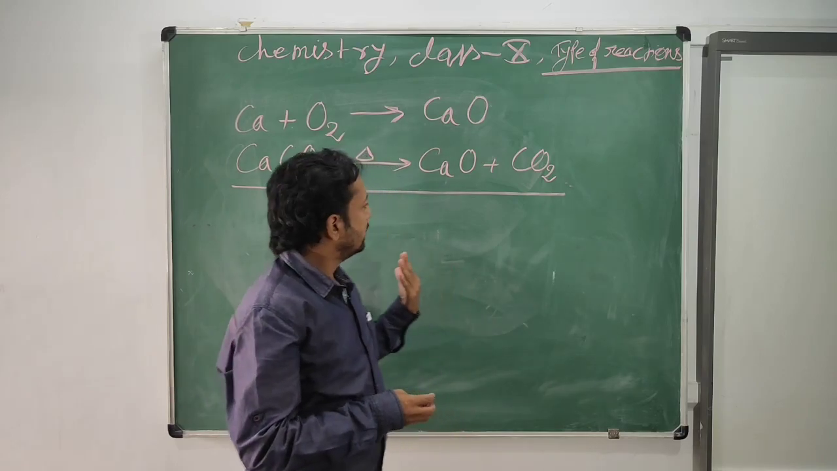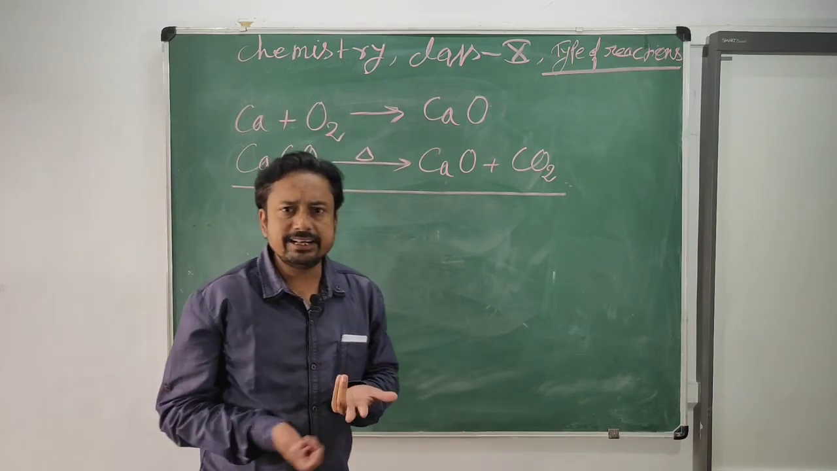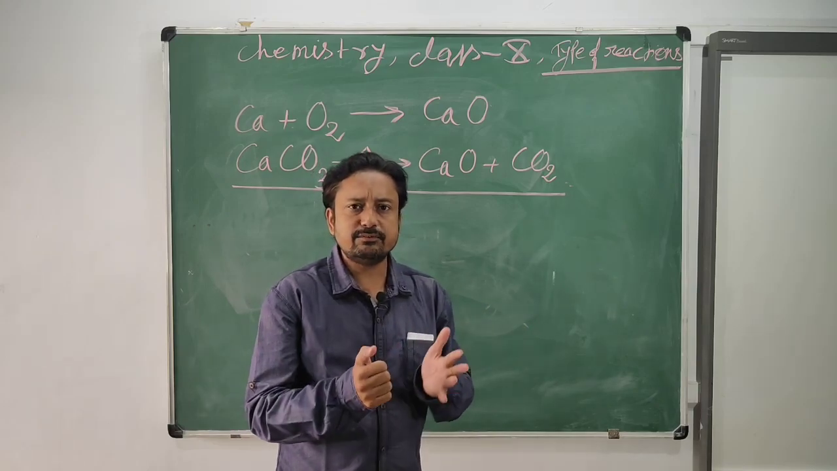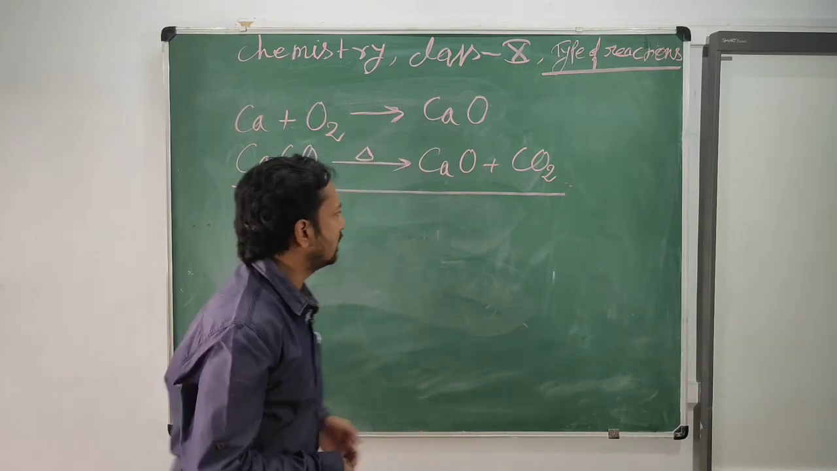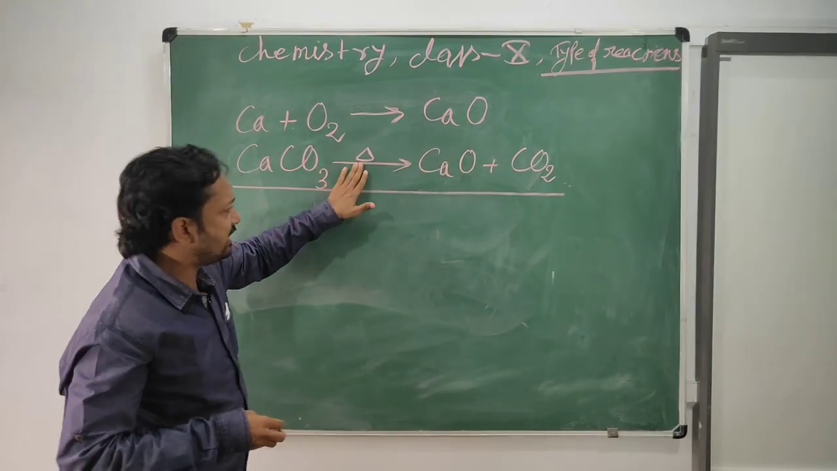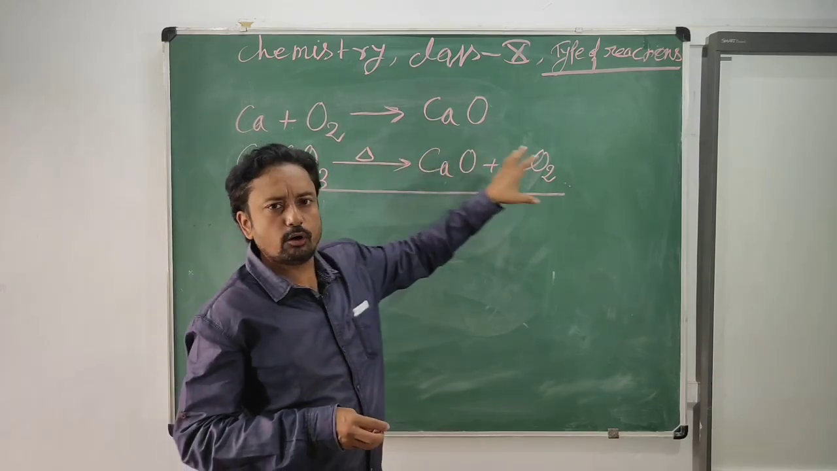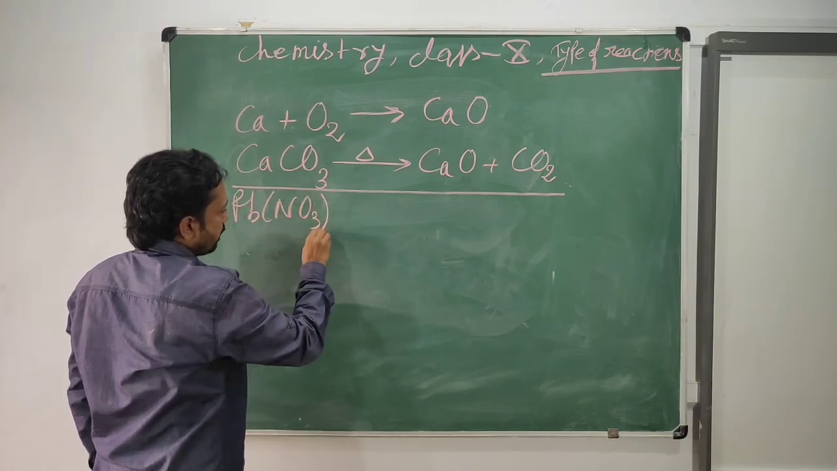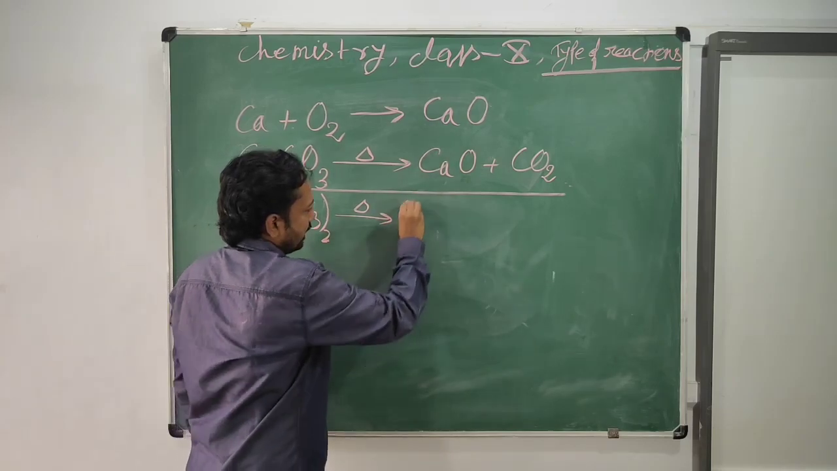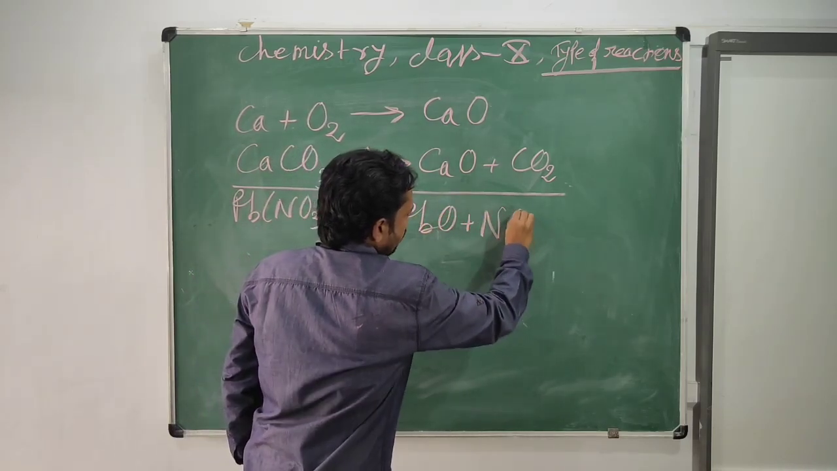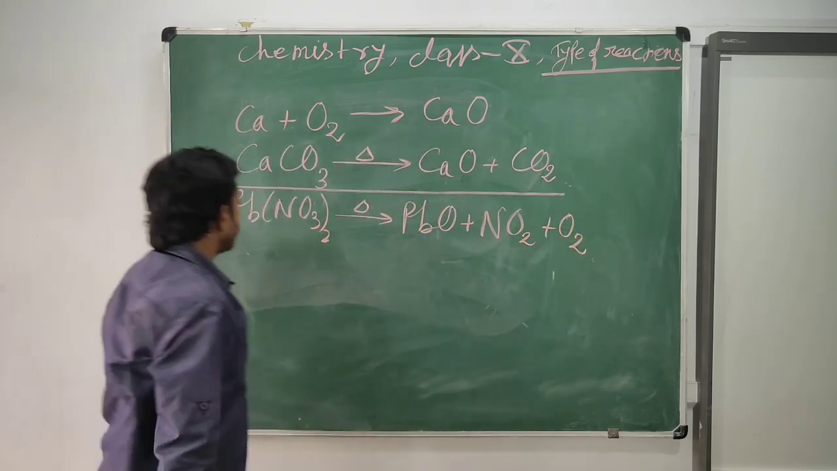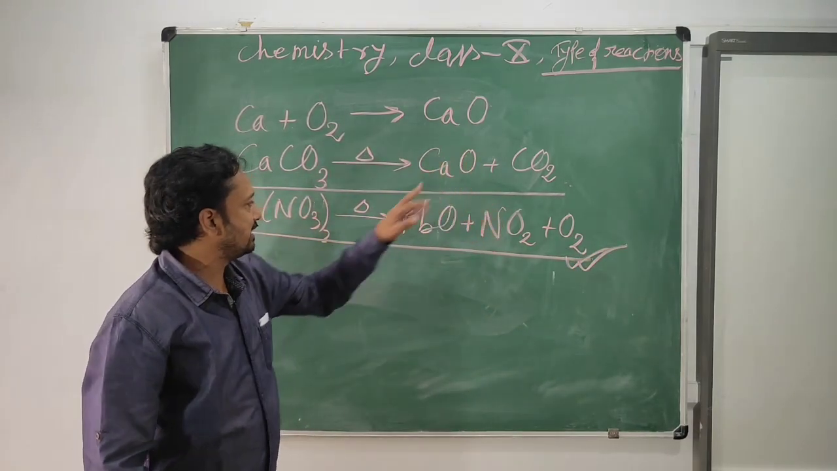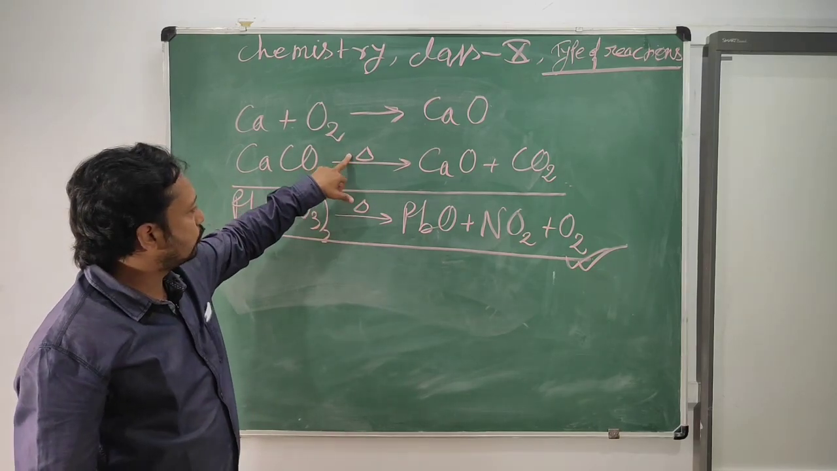Actually decomposition is due to either heat energy, light energy or electrical energy. So depending upon the energy source, decomposition reactions are classified into three different categories. The first is thermal decomposition reaction, in which due to heat energy one compound decomposes and gives two or more products. Like another example, lead nitrate Pb(NO3)2 heated strongly forms lead oxide, nitrogen dioxide and also oxygen. This is a thermal decomposition reaction, because the decomposition is due to heat energy, and heat energy is represented by a small delta sign.